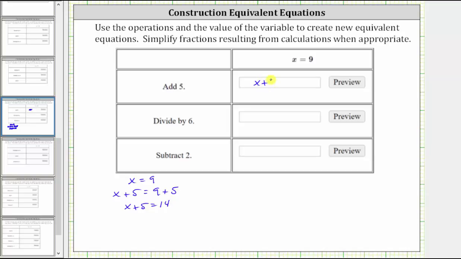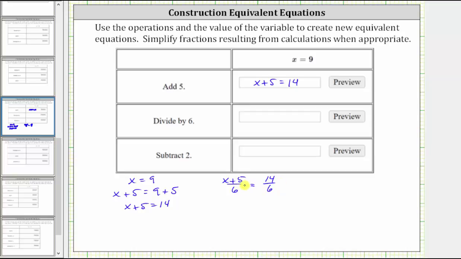X plus 5 equals 14 is a different equation than x equals 9, but it does have a solution of x equals 9. The next operation is divide by 6, so now we take this equation and divide both sides by 6. So if we divide the left side by 6, we have the quantity x plus 5 divided by 6 equals, on the right side, 14 divided by 6.